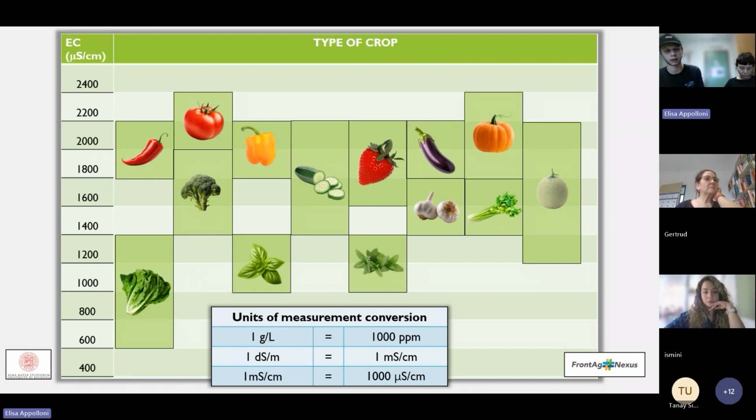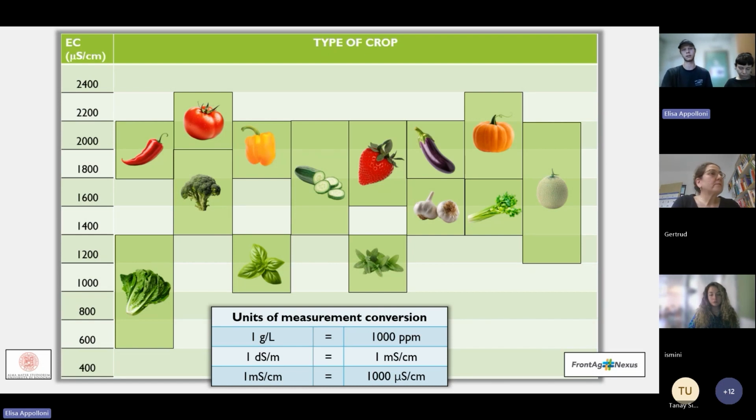So here is a table where the best range of electroconductivity for each kind of crop is presented. And you can see that there is a great difference between plants which produce fruits, like peppers, tomatoes, strawberries, with respect to the ones that produce leafy vegetables, like basil, mint. You can see that leafy vegetables require very low electroconductivity. Meanwhile, fruiting plants require a very high amount of minerals.